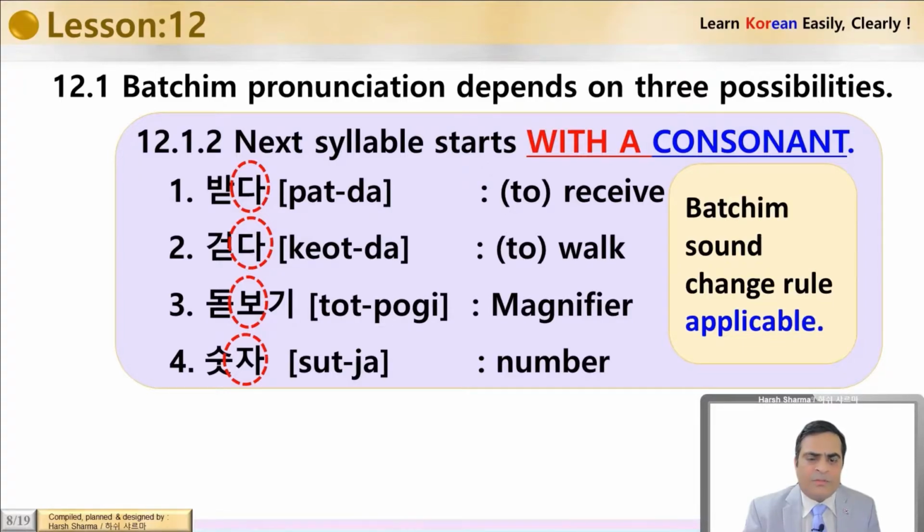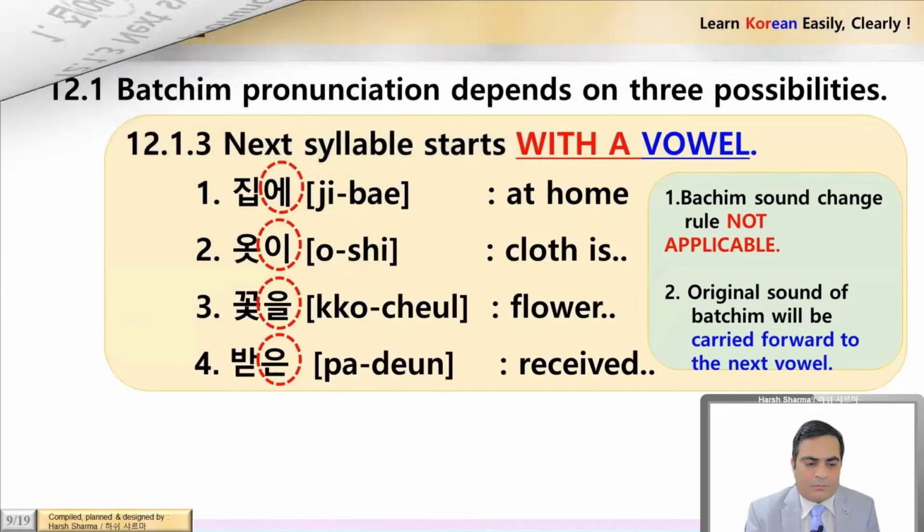Are you understanding clearly? This is a very important rule. Let's check this example again, number 4. If we don't know the rule, how will we pronounce it, susuja? But now we know the rule, sucha. After the sa at the Batchim position, the next syllable is starting with a consonant.